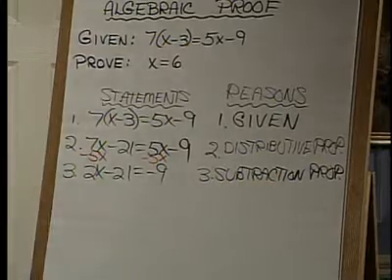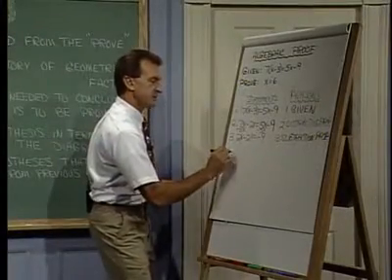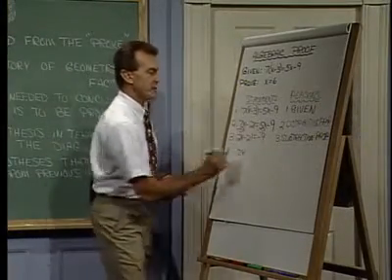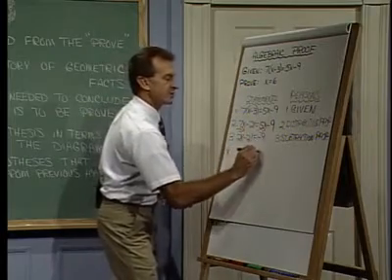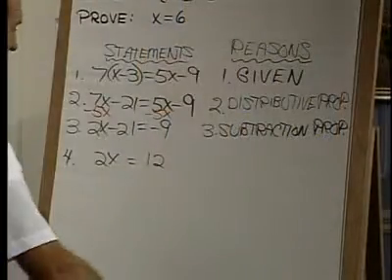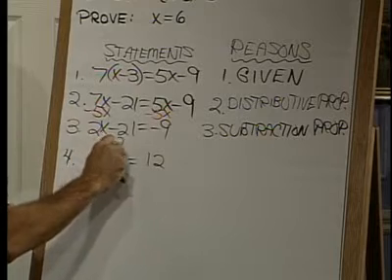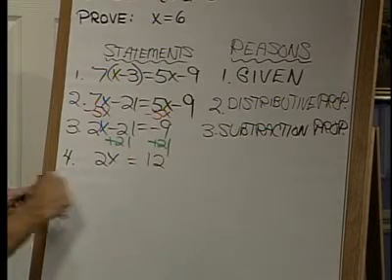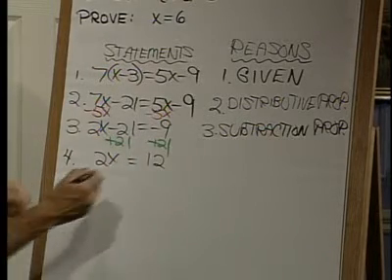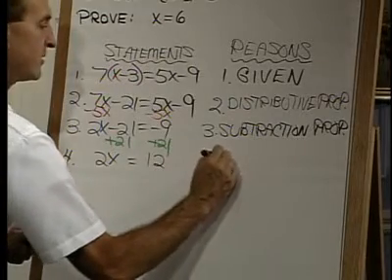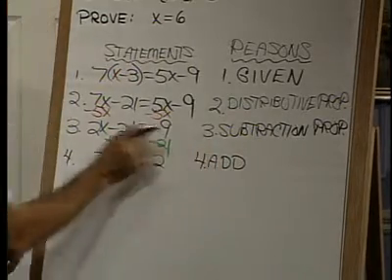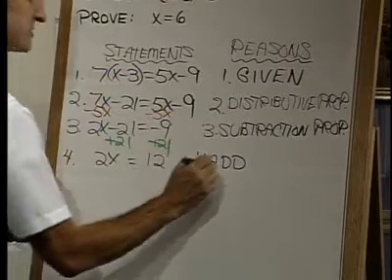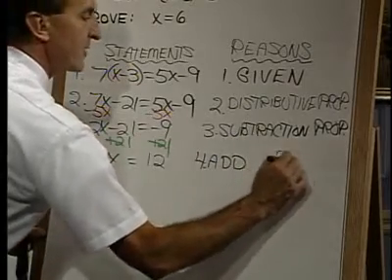Then next, we want the numbers all together on the other side. So our 2x would be left alone over here, and we'll get 2x equals 12 when we add this 21 to both sides. So that again is the way we get our x terms to one side and the number terms to the other side. This is by the addition property.